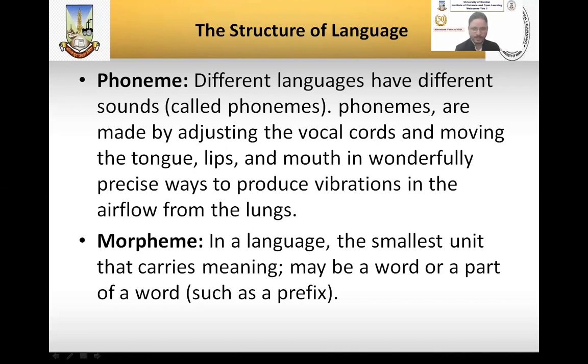What is a morpheme? In a language, the smallest unit that carries meaning, which may be a word or a part of a word, such as a prefix, we call a morpheme.